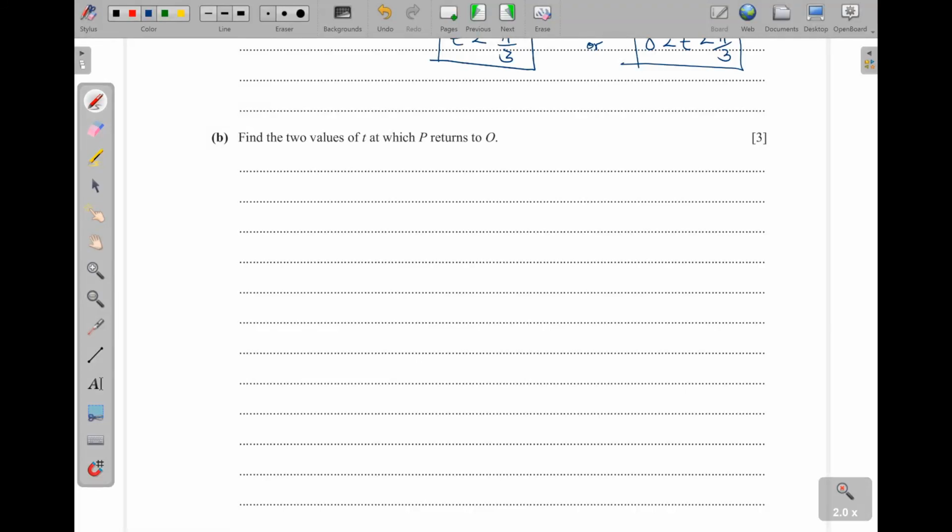Then part B, find the two values of t at which P returns to O. When P returns to O, that means displacement is equal to 0. Now, if velocity is the rate of change of displacement, that means displacement is going to be the integral of v with respect to t. So our s is going to be the integral of the expression of v.